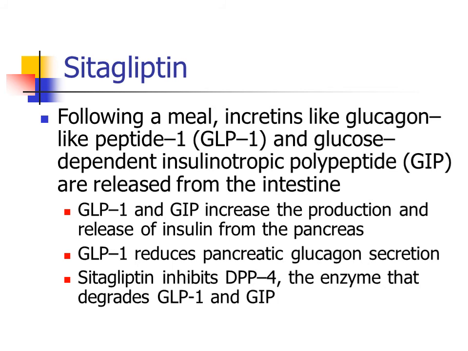So you have more insulin being released from the pancreas, which is one way of controlling hyperglycemia, and you also have a reduction in the pancreatic glucagon secretion. And reducing glucagon secretion then results in lower blood sugars as well, because if you recall, glucagon in its natural physiology acts to increase blood sugar. So if we're reducing the amount of glucagon, we're decreasing blood sugar.